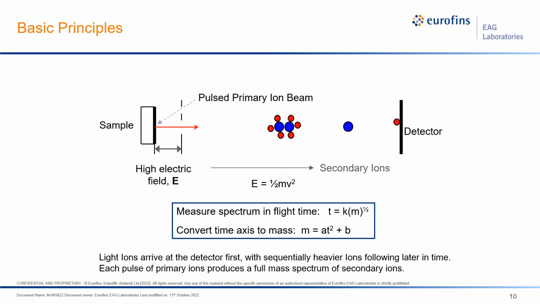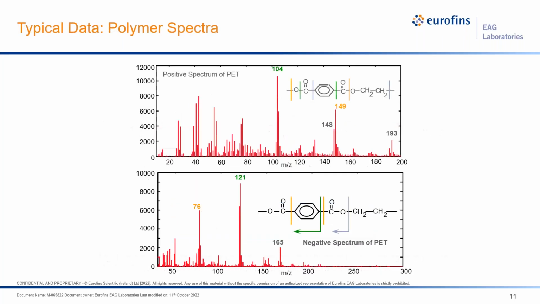And what we do is we measure these flight times very precisely, so we get a very accurate measurement of mass, to mass resolutions of about 10,000. And the result is mass spectra.